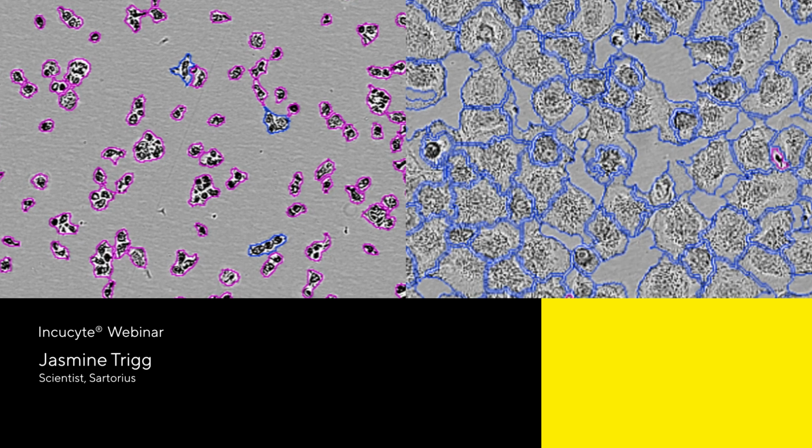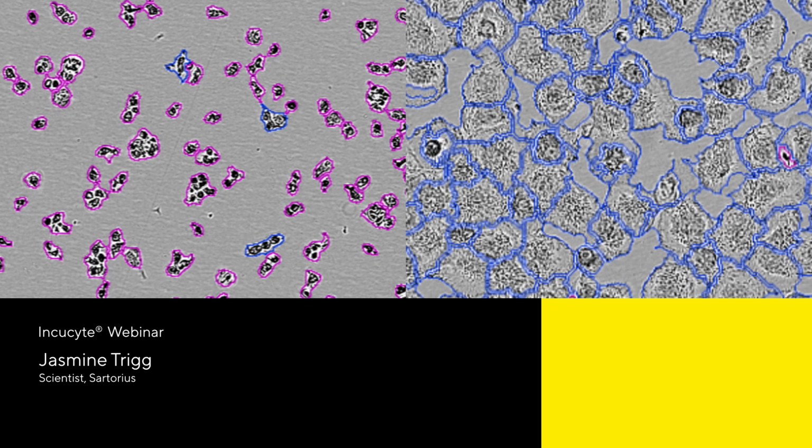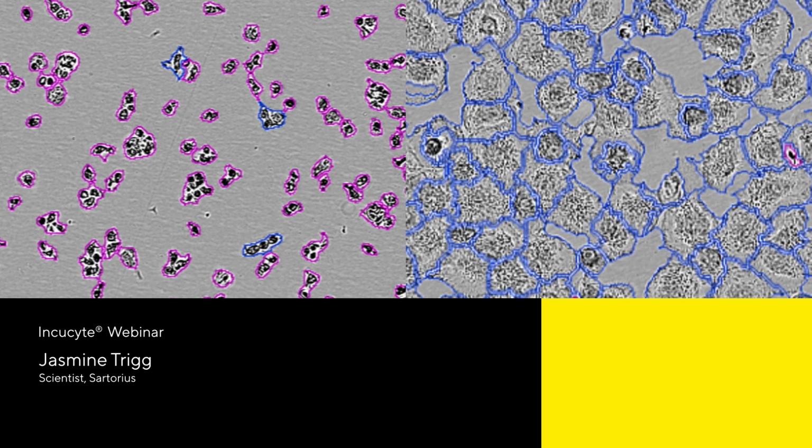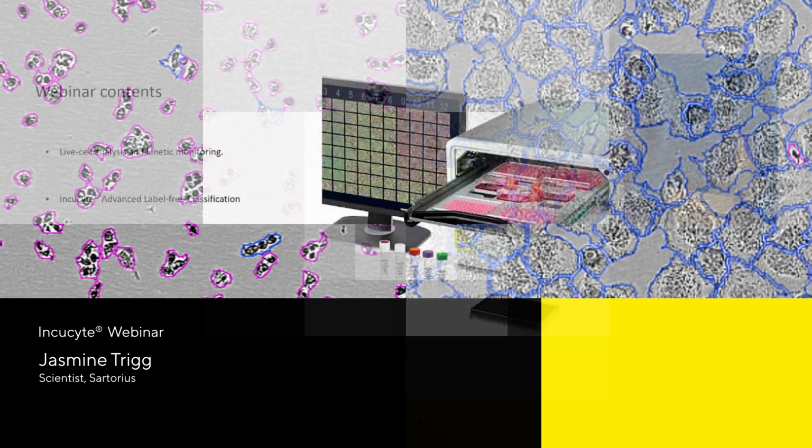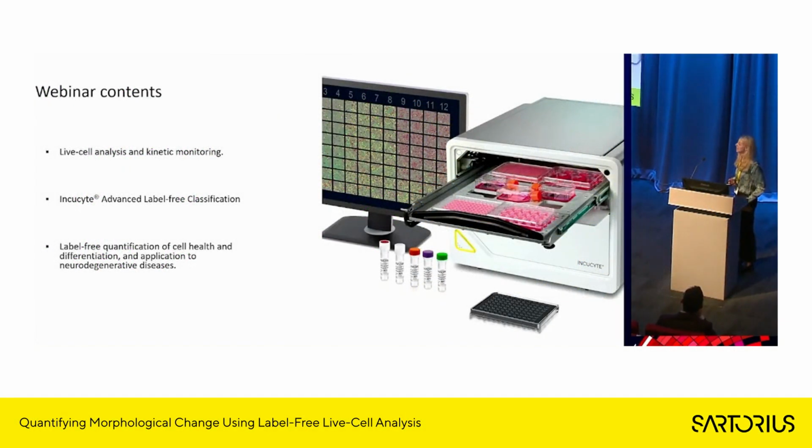I'm an associate scientist at Sartorius, and today I'll be discussing quantifying morphological change using label-free live cell analysis. After a quick introduction into live cell analysis and kinetic monitoring, I will cover our new IncuCyte Advanced Label-Free Classification software module. I'll also present some neurodegenerative biological paradigms that it can be applied to, where we see morphological changes in our cells, for example, in cell health or differentiation assays.